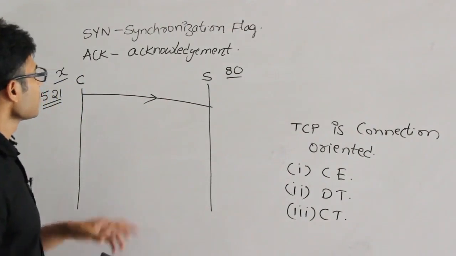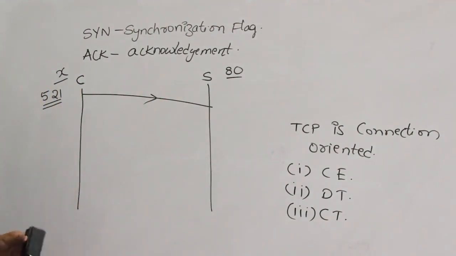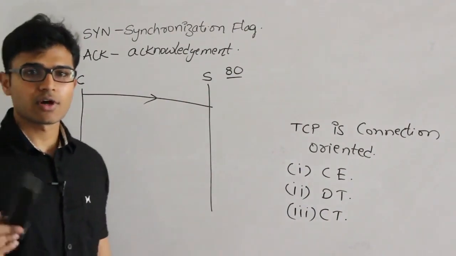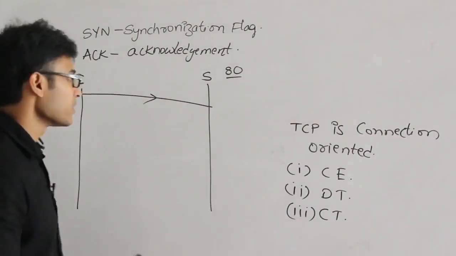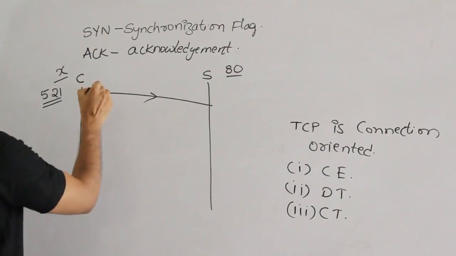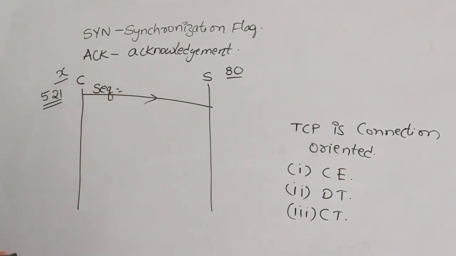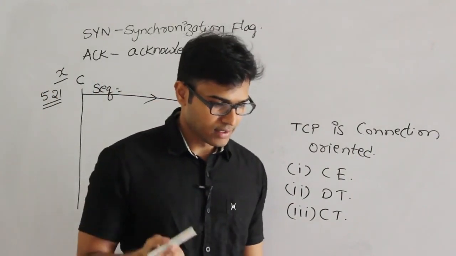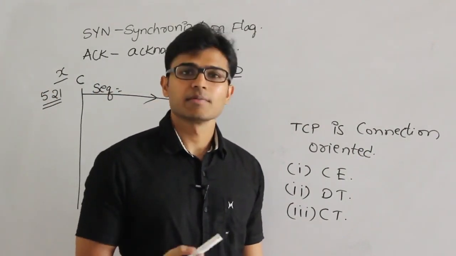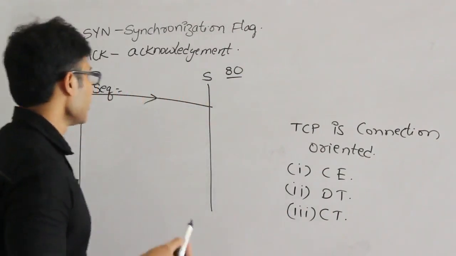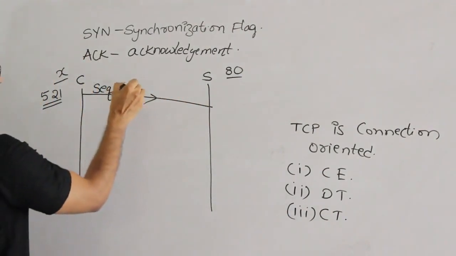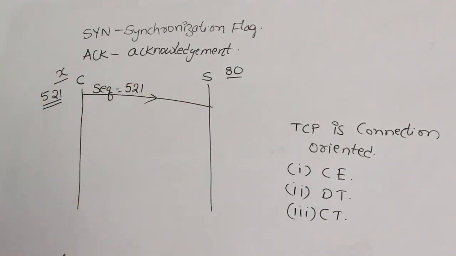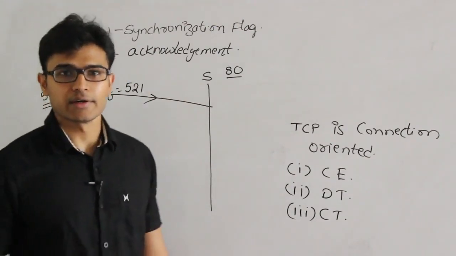What you are supposed to say in this first packet is the sequence number you have chosen, and that you are going to start communication from that sequence number. There is a field called the sequence number field in the header. Just look at the header: in the second row there is a sequence number field. In that field you are going to indicate that 521 is the initial sequence number that I have chosen.